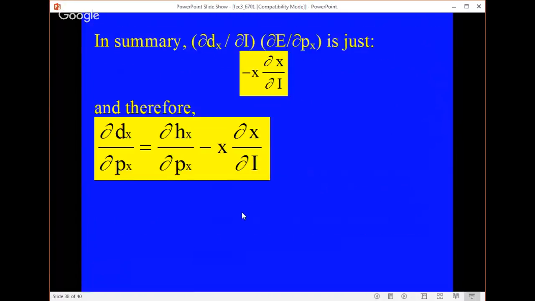Okay. So instead of writing the partial of dx with respect to I times the partial of e with respect to px, I just write negative x times the partial of x with respect to I. So I have my Marshallian demand is equal to my Hicksian demand. The partial of dx over px is equal to the partial of hx over px minus x times the partial of x with respect to I, where x, of course, is the partial of e with respect to px.